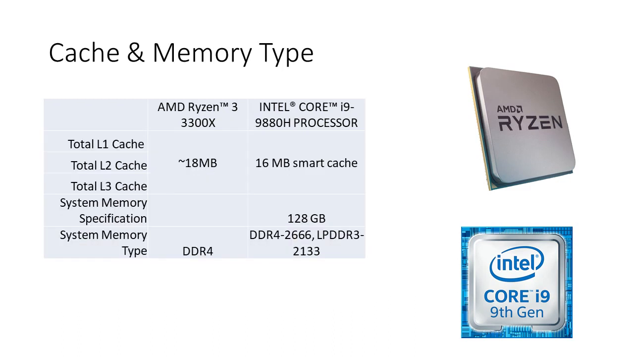Let's come to the cache as well as the memory type being offered by AMD and Intel. AMD is offering about 18 MB of cache memory. That's a different architecture, so let's not get into the detail of that. On the other side, Intel is offering 16 MB of cache. This matters when you're working on heavy-end processors. But in my personal opinion, I don't see a huge difference when you're working with AMD or Intel.